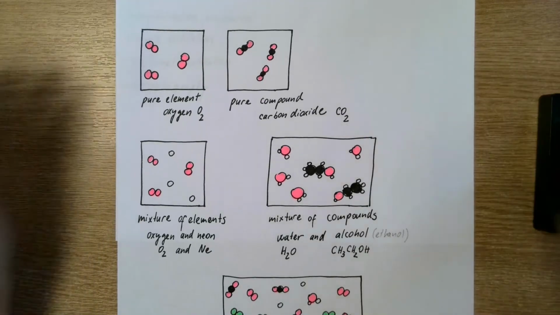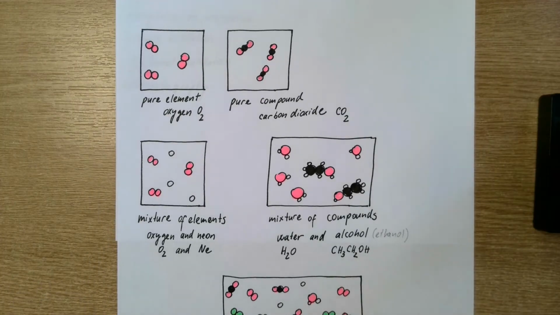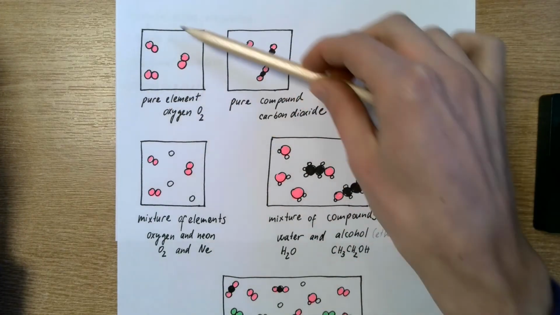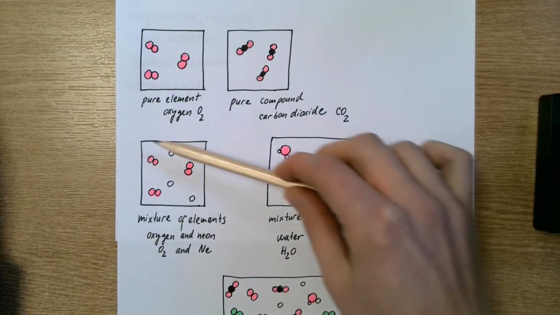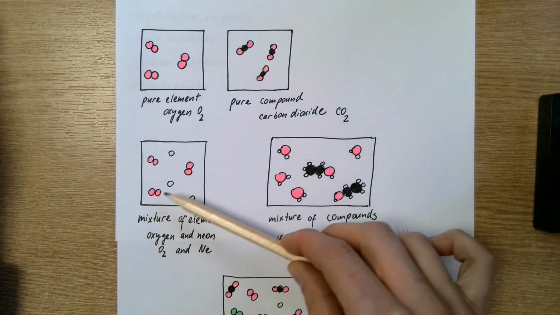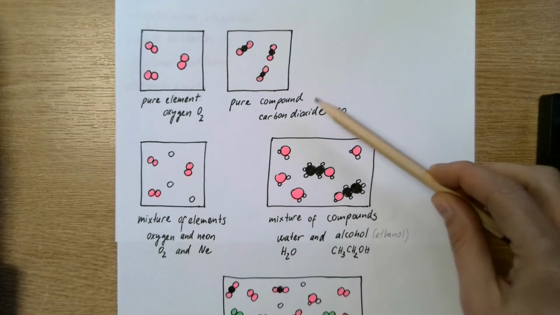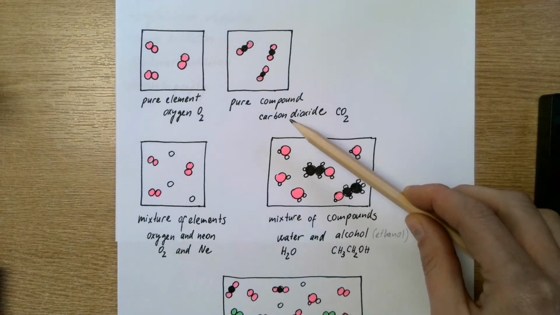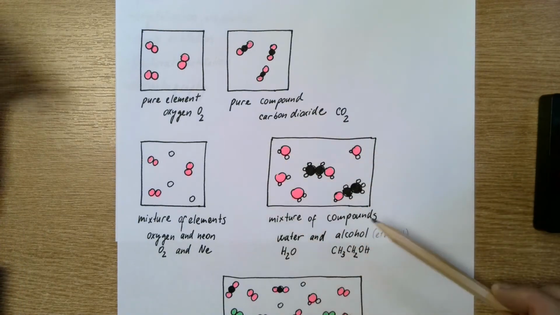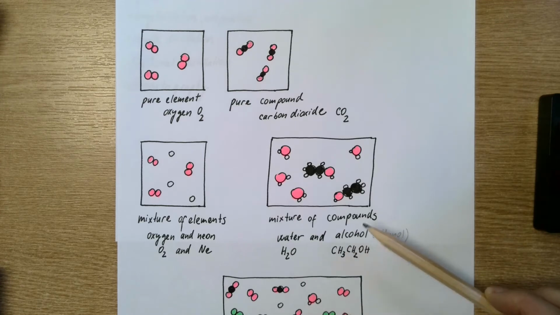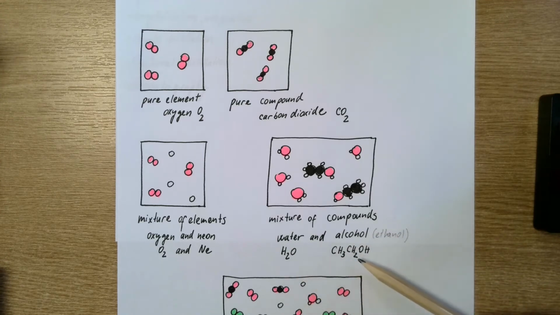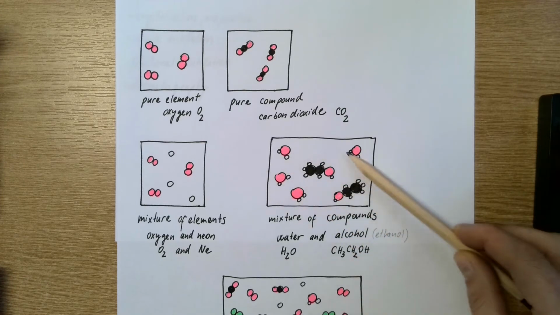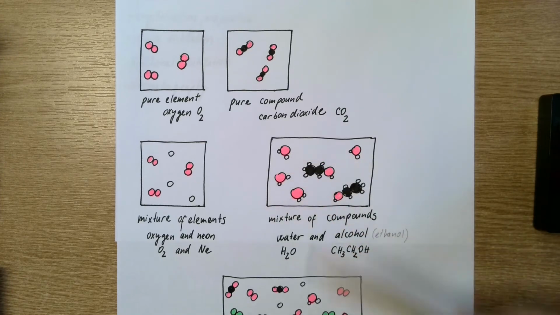So we can have a mixture of pure elements. For example, over here we've got a pure element of oxygen, but here we've got a mixture of pure elements, oxygen and neon. In this container, we've got a pure compound, which is carbon dioxide, but over here we've got a mixture of compounds. We've got water and alcohol, it is actually ethanol, so molecules of water and ethanol.